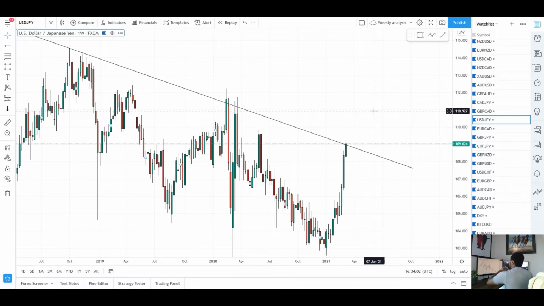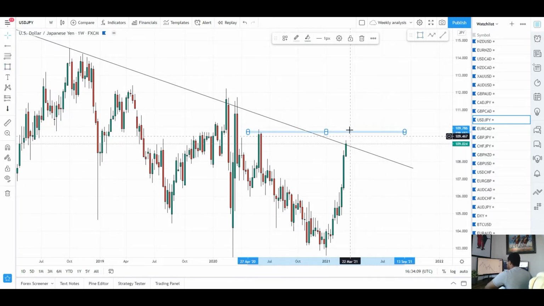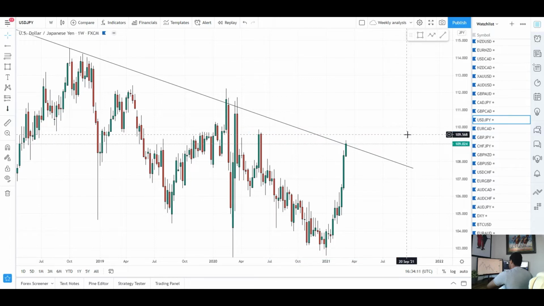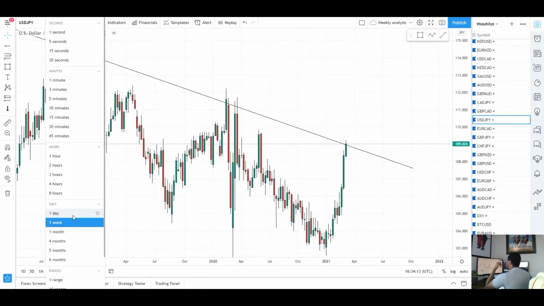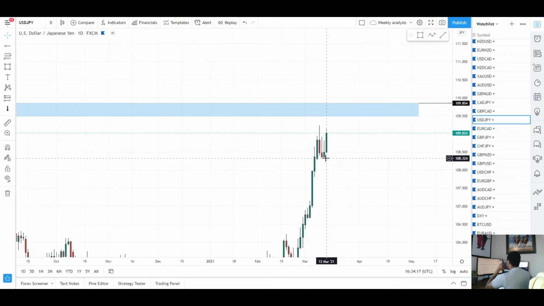So I think we could see a bit of a further push to the upside, maybe test that level there, which is the same level I was talking about on the daily, and then see a bit of a deeper retracement from then on. So for next week for USD JPY, could see a further push to the upside, tap into that level around 109,500 or maybe 110 potentially, and then we start to see a deeper pullback for USD JPY.